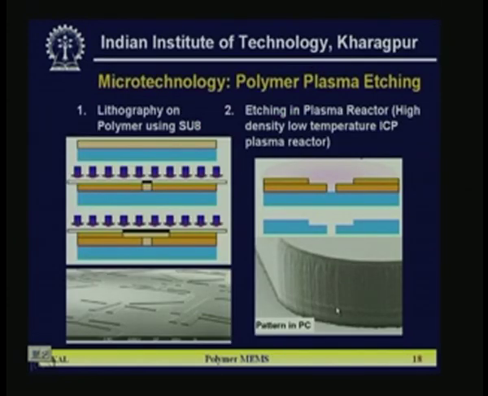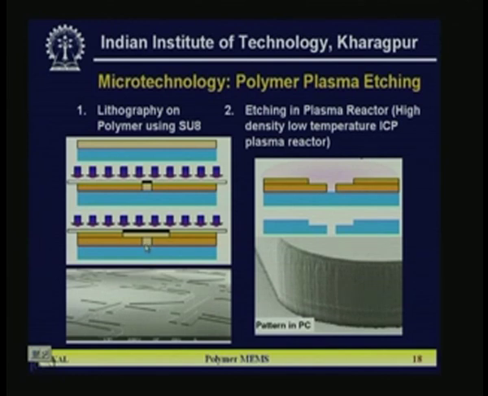So, now micro technology, polymer plasma etching, that is also another area where people are working, and that is one in normal lithography on polymer using SU8. You can see the first is the structure like that, a base material, on top of that SU8 photoresist is coated. In the second, you put the mask and it is irradiated, these arrows show UV radiation, and after that you can have this structure.